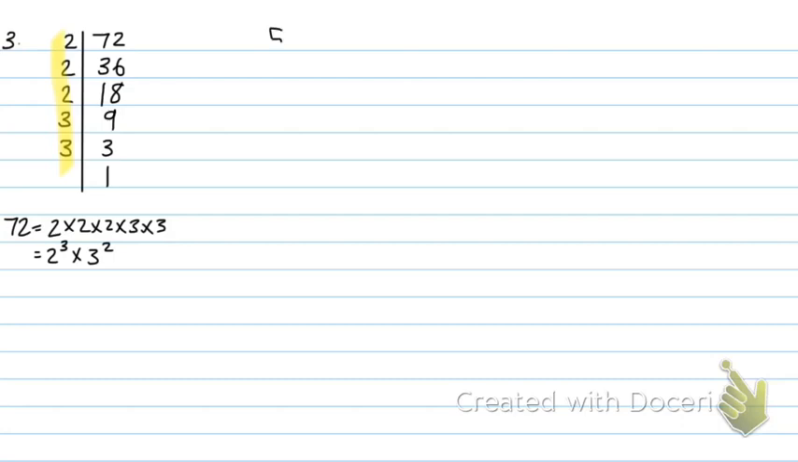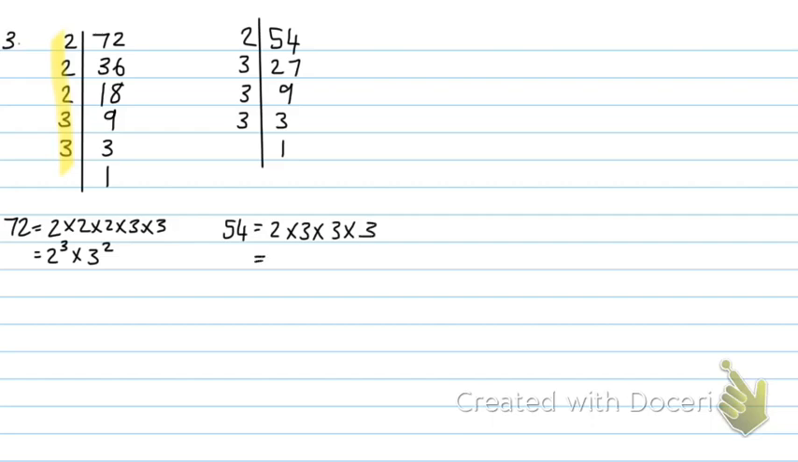Then the other number that they asked for was 54. 54 divided by 2 is 27. Now I cannot divide by 2 anymore, so I divide by 3. 27 divided by 3 is 9, divided by 3 is 3, divided by 3 is 1. So the product of prime factors of 54 is equal to 2 times 3 times 3 times 3, which is 2 times 3 to the power of 3.